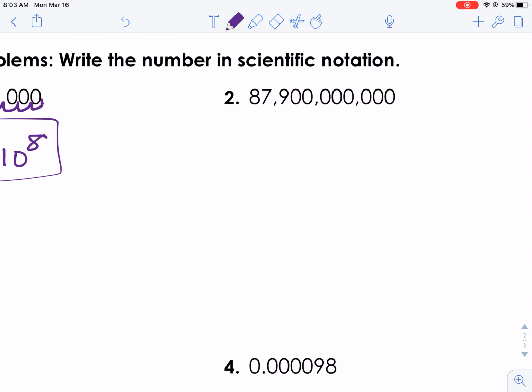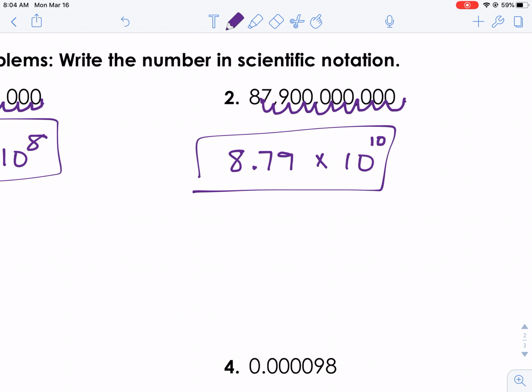In the next one, we have 87 billion. So again, our decimal point needs to be after the first digit. So our decimal is going to have to go right after the 8. So we'll have 8.79 times 10 to the something. Again, our decimal would have began at the end of the number. So we need to move it to where we need it to be between the 8 and the 7. So it's going to go 1, 2, 3, 4, 5, 6, 7, 8, 9, 10 times. And again, that'll be a positive 10 because that's a large number.